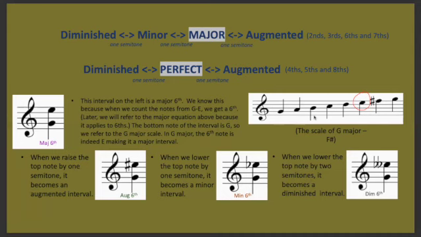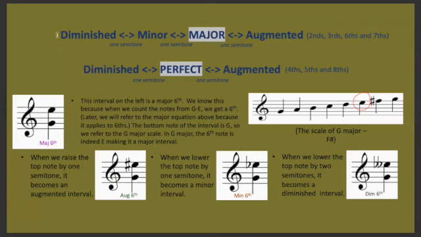If we count the interval number, or the distance between G to E, hopefully you can see that it is a sixth. I'm going to count it here. 1, 2, 3, 4, 5, 6. Now, because the bottom note is G, we are referring to the G major scale. And the sixth note of the G major scale happens to be E, which is the exact same note as the top note of the interval.